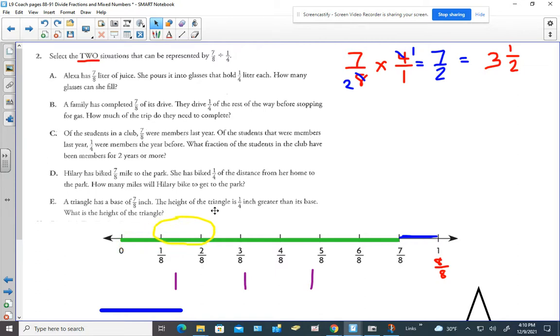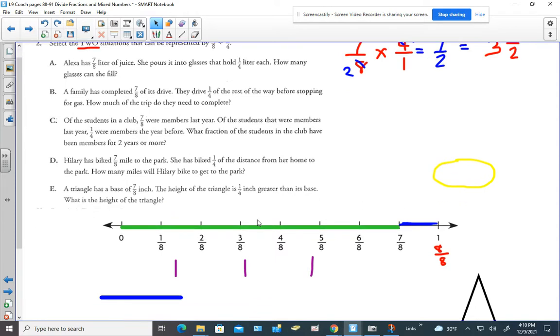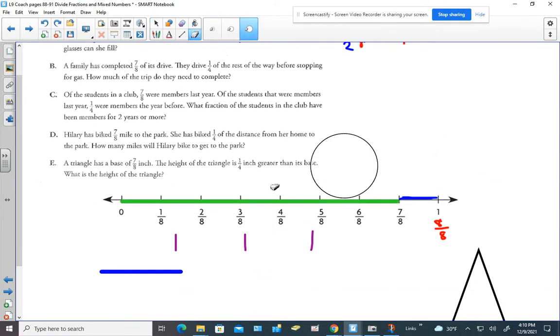Let's look at choice D, which is also worded in a funky way. Let me erase some of my stuff from before. It says, Hillary has biked 7/8 miles to the park. She has biked 1/4 of the distance from her home to the park. How many miles will Hillary bike to get to the park? So a little bit wordy. What's unclear is it doesn't really clarify this 7/8 of the miles. Do we know if that's from the home to the park or that's what she biked so far? They didn't really clarify that.